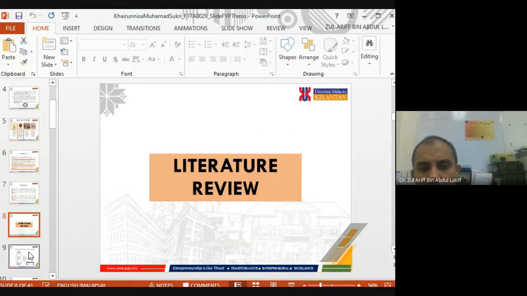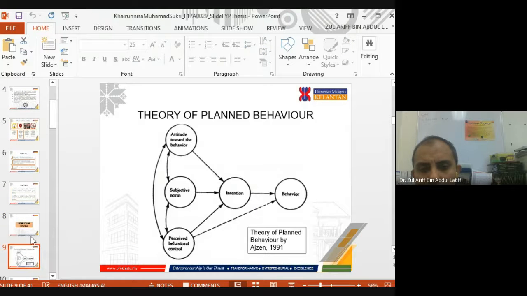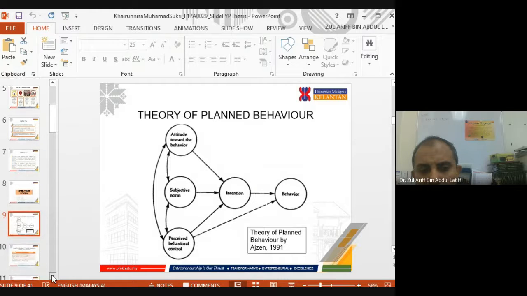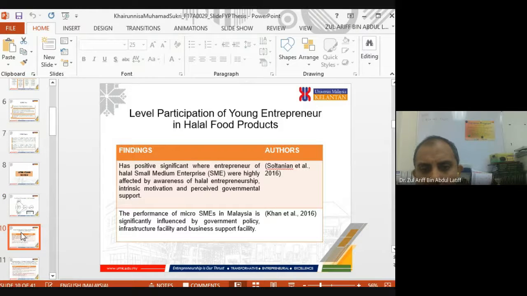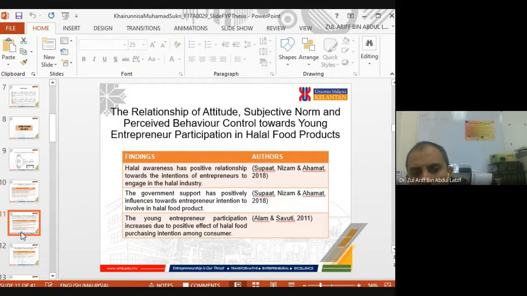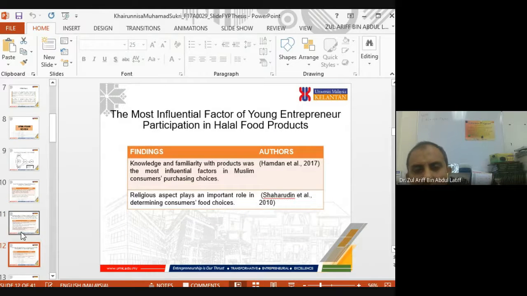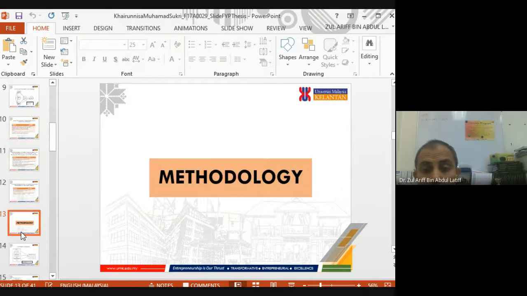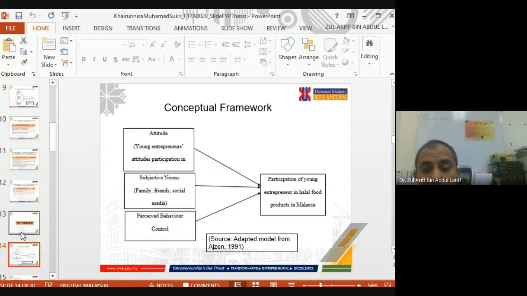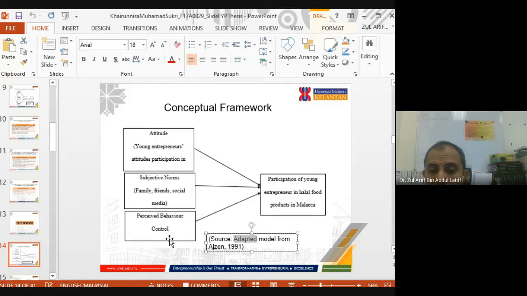Okay, LR. This is the framework from Ajzen. Same. As I said, this is objective one, the statement and also the authors. This is objective 2, statement and authors. Objective 3, statement and authors. Okay, the methodology, this is the framework she's using. See the word here, adapted. Don't forget, the word adapted model should be there.